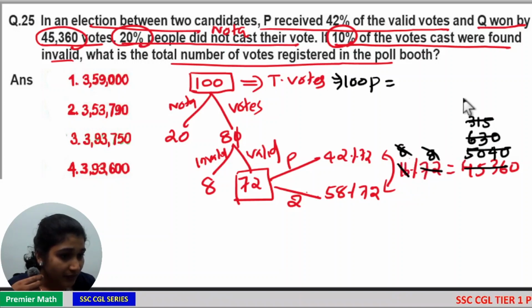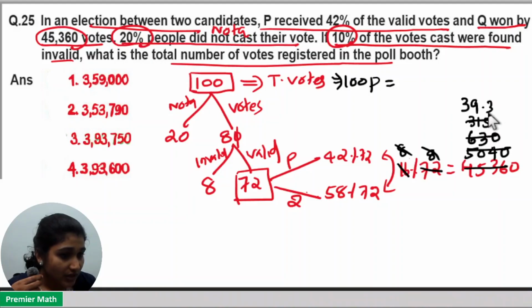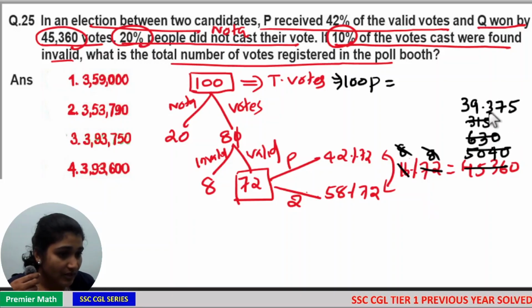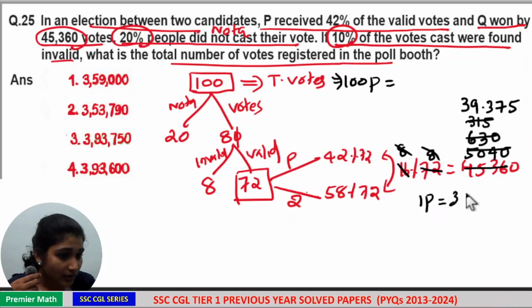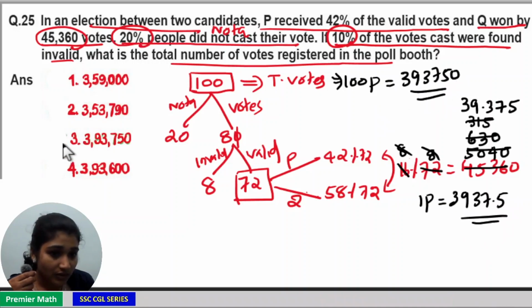8 goes 3 times in 24 and remaining 75, 9 times in 72 and remaining 30. So 8 goes 3 times in 24, 7 times in 56 and 5 times in 40. So 1% is, this one means 1 part is equal to 3937.5. From this, 100 parts is equal to 393750. Option 3 is your answer.